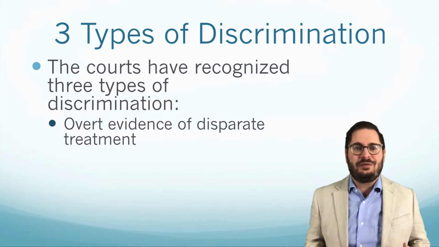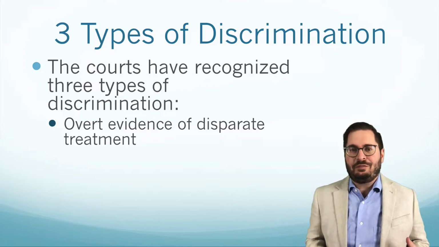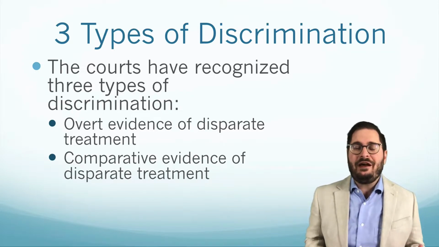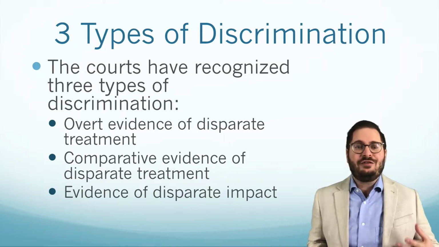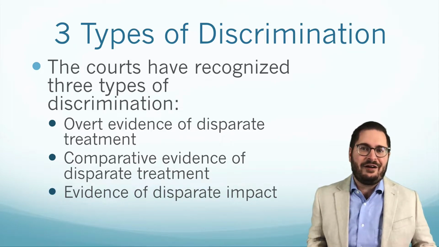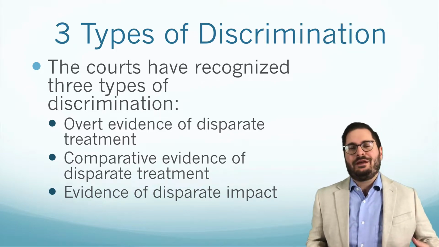So the first type of discrimination is overt evidence of disparate treatment. The second type is comparative evidence of disparate treatment. And the third type is evidence of disparate impact. So that will be our topic today.